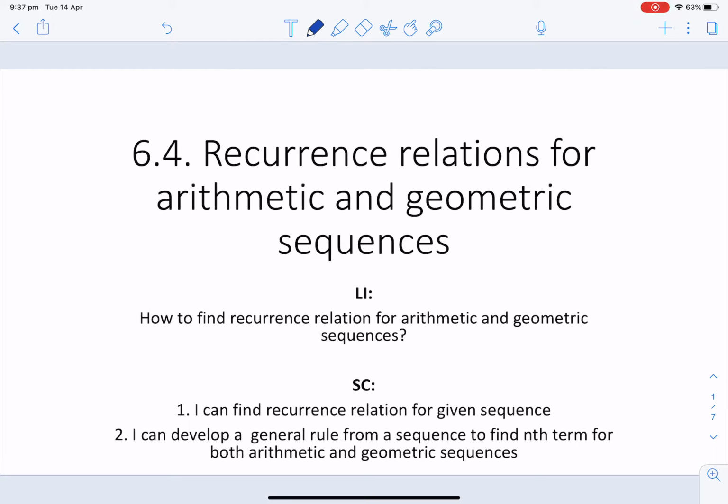2.4 Recurrence Relations for Arithmetic and Geometric Sequences. Our learning intention: how to find recurrence relations for arithmetic and geometric sequences. Success criteria: I can find a recurrence relation for a given sequence. I can develop a general rule from a sequence to find the nth term for both arithmetic and geometric sequences. Sounds like a mouthful, but it's not really. We'll go through this.